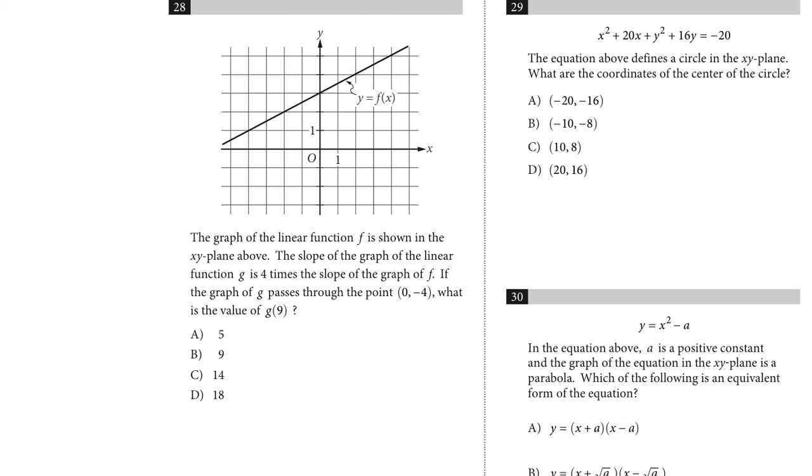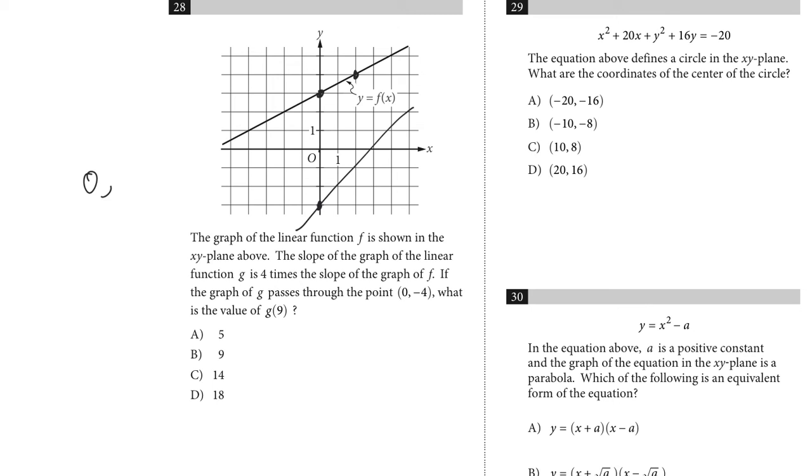If the graph of g passes through the point (0, -4), we can just mark that: 0, -1, 2, 3, 4, about here. What is the value of g(9)? It's sort of like this, maybe. Okay, let's find the slope of f of x. Let's take 2 points. Let's just take the simplest points, simplest calculations. This one, and let's take this one.